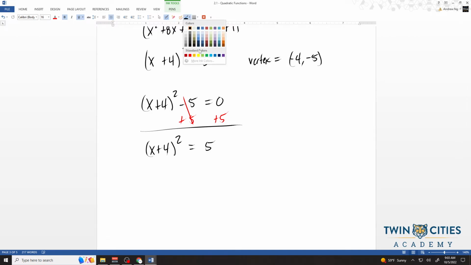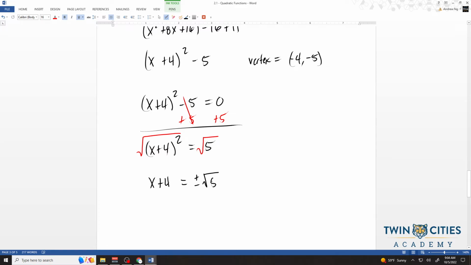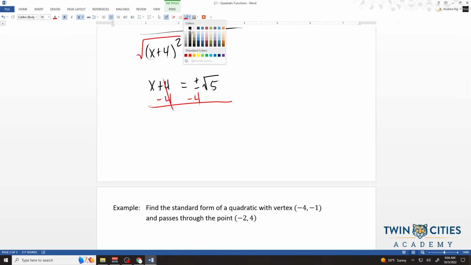I can then take the square root of both sides. The square root and the square are going to undo each other, leaving x plus 4 is equal to, and then remember on this side, I have to do positive or negative square root of 5. Now subtracting 4 from both sides, this will give me x equals -4 plus or minus the square root of 5.